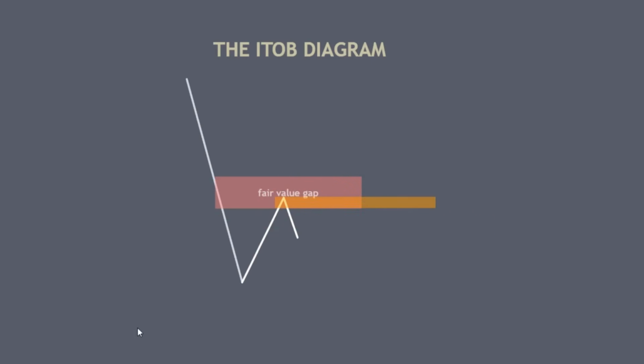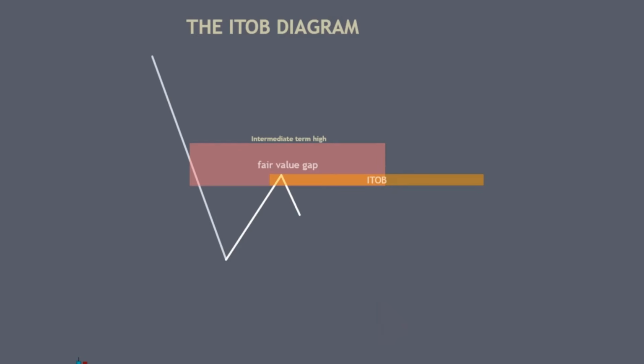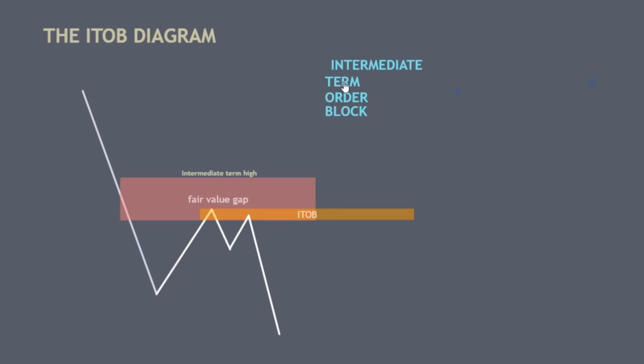This high that formed here is an intermediate term high. Now we want to see price come back into the ITOB zone, I guess you could call it, and then wait for a reaction, get a little move down, and then enter short. The stop goes above the intermediate term high. Voila. That is how you do it. I hope you're seeing why it's called the ITOB. It's the intermediate term order block. That's why it's called the ITOB, because it's using advanced market structure, the intermediate term high. Voila. Then that's the order block that is inside of the intermediate term high.